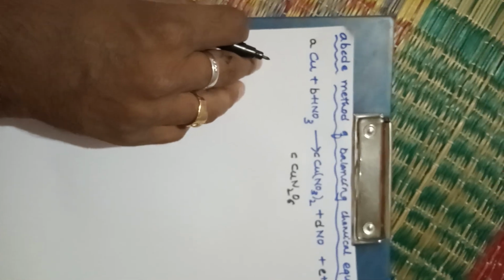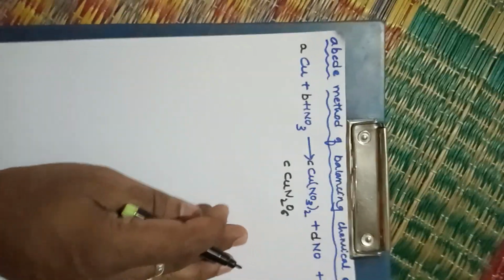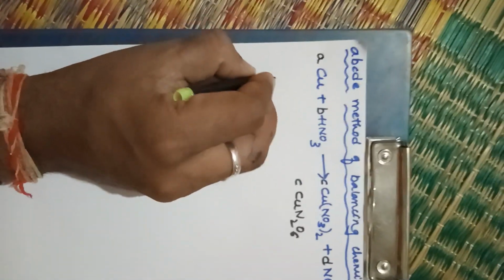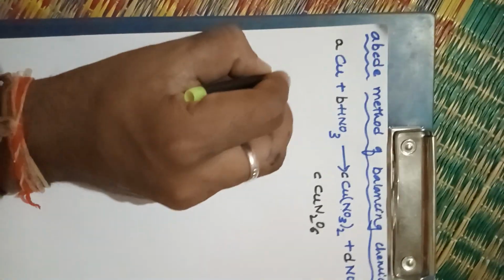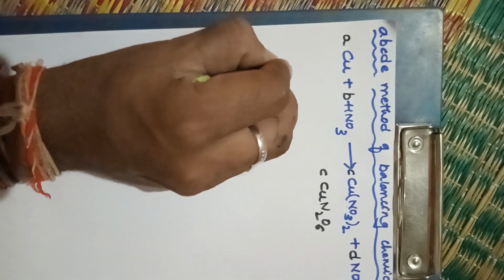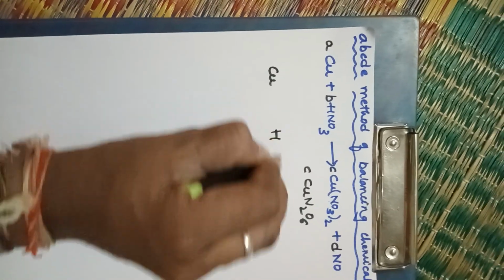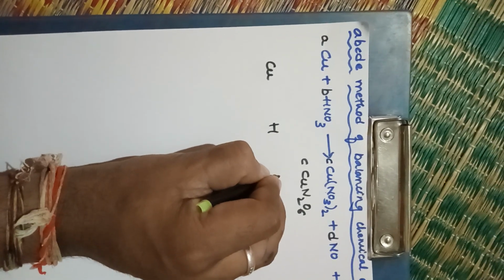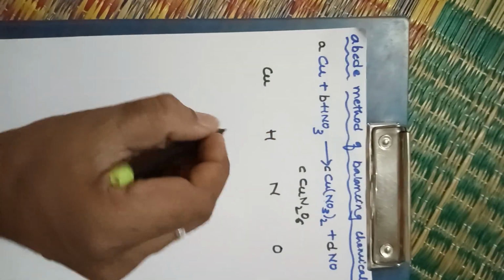Now let's see how to balance this chemical equation by this method. First, let us write down the elements that are part of this chemical equation. The element copper is present here, then we have hydrogen, then nitrogen, then oxygen. So we have 4 different elements participating in this chemical equation.